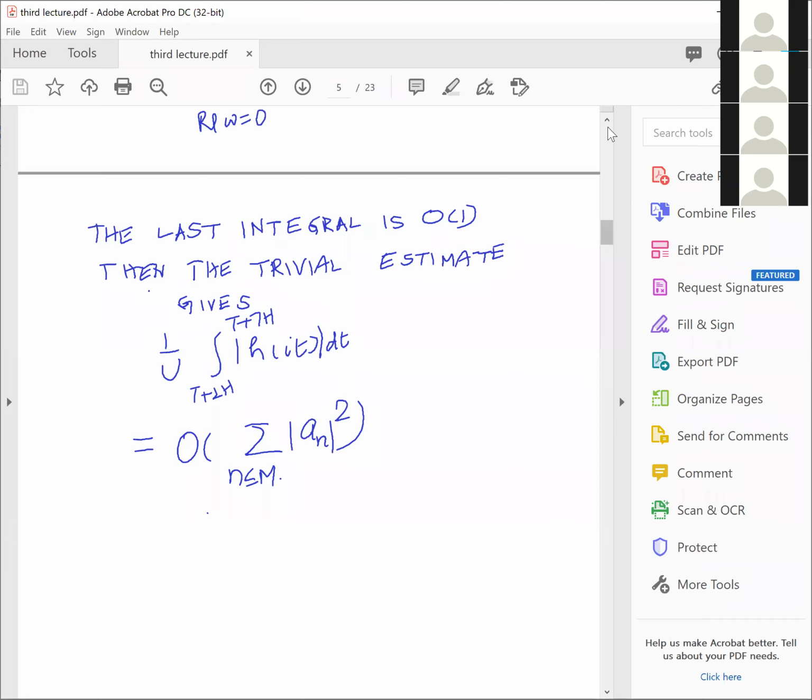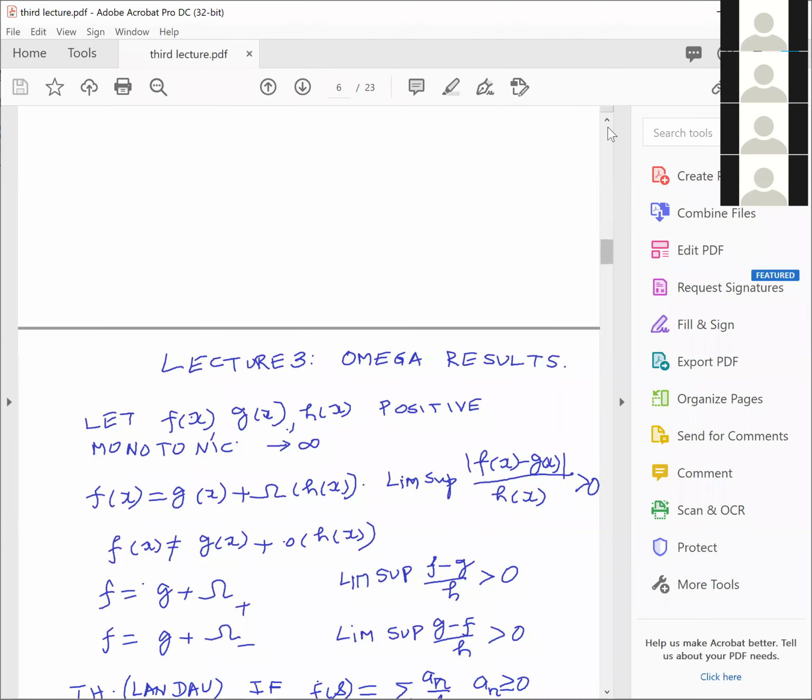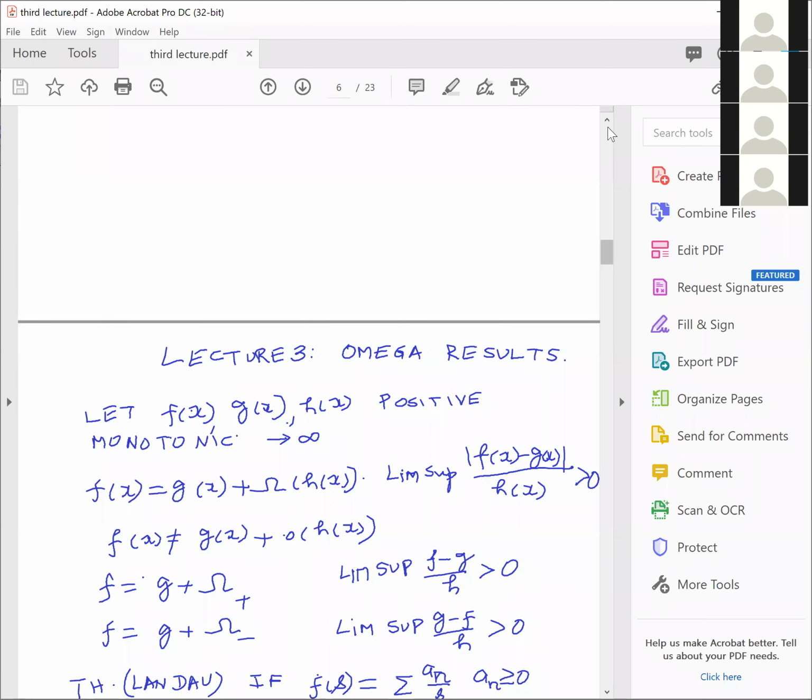Now we'll continue. Therefore, I'll go to the next thing, which is called Omega results. Again, I don't know how many of you have seen the word Omega results. Therefore, let me explain them. And for me, there will be functions f of x, g of x, h of x. And these three functions will be positive, monotonic, and will go to infinity. And then f of x equal to g of x plus Omega of h of x means lim sup of the modulus of f of x minus g of x divided by h of x is positive. Equivalently, f of x is not equal to g of x plus little o of h of x.